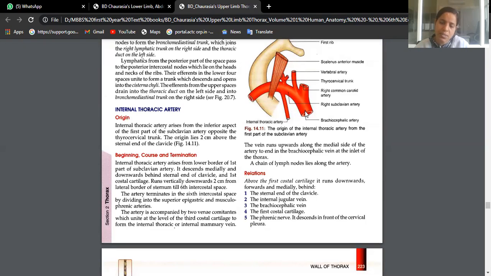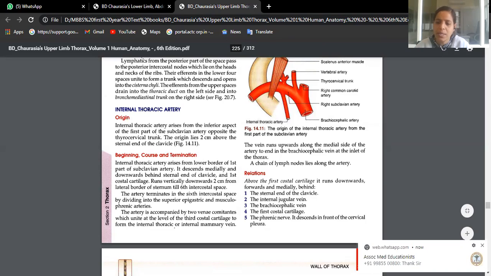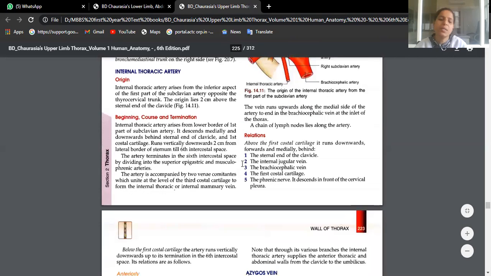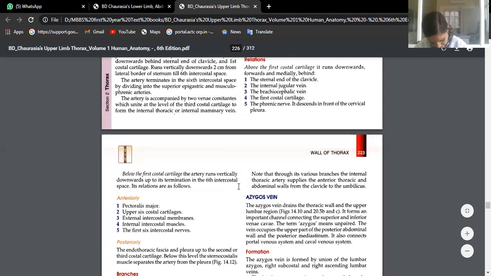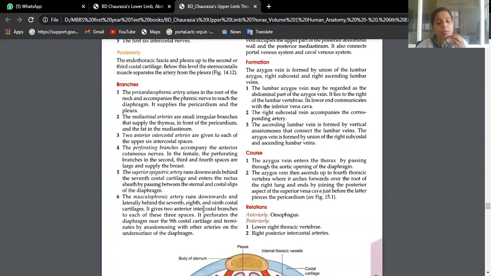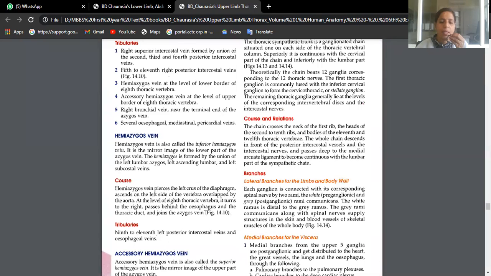Brachiocephalic trunk on the right side, you will have subclavian artery, and then higher up you will have right common carotid artery. From this subclavian artery, there is a downward artery which is called internal thoracic artery. This internal thoracic artery, also called internal mammary artery, runs on the interior aspect of the thoracic cage, and usually in the sixth intercostal space it bifurcates.